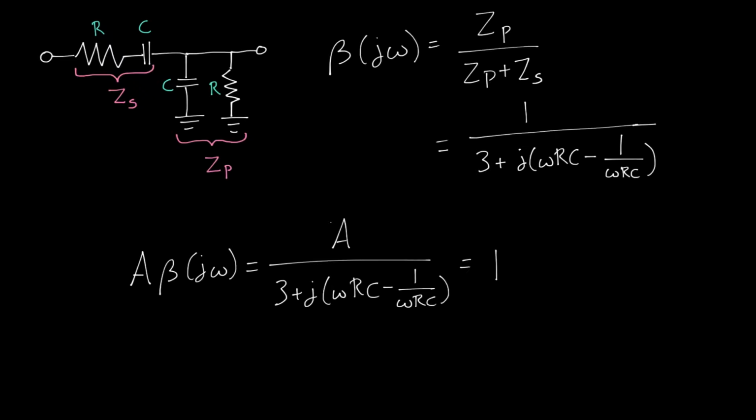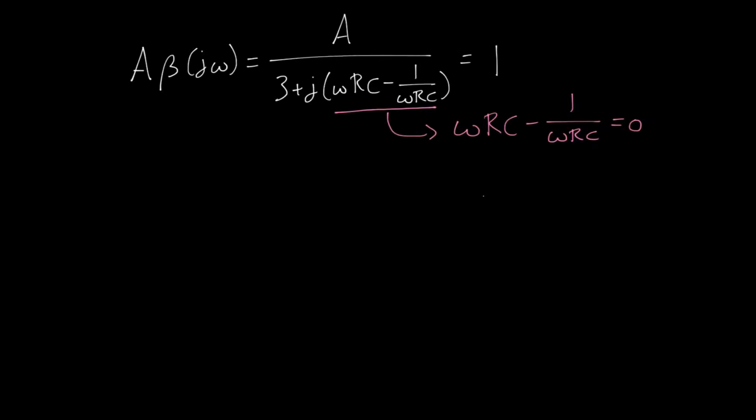Since the value of A is always a real number, we know that if the open loop gain should be 1, this imaginary part should be equal to 0. So this constraint is imposed, that omega RC minus 1 over omega RC has to be equal to 0. If we then solve that equation for omega, what you will get is omega equal to 1 over RC. That is the frequency of oscillation.